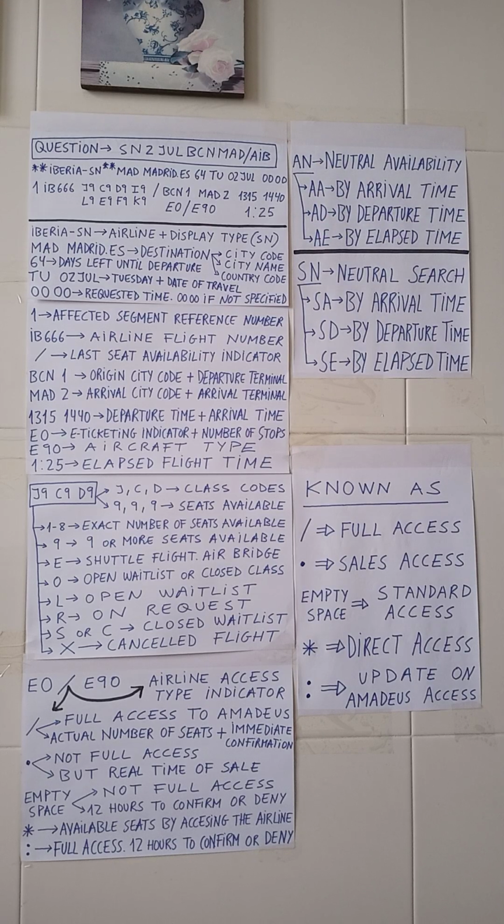I also explained that SN can be replaced by SA if we want to organize the flights operating on the desired day according to the time of arrival, replaced by SD if we want to organize them by departure time, and by SE if we want to organize them by flight duration.